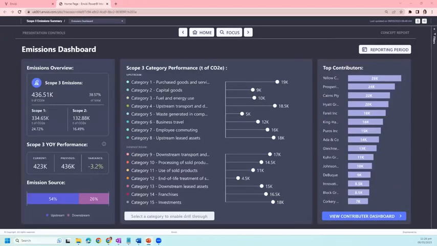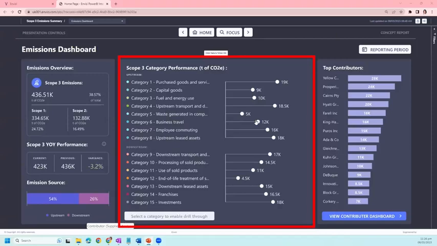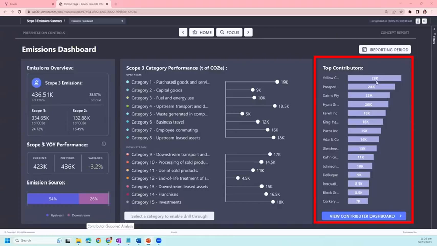This dashboard provides users a macro view of Scope 3 emissions. It shows a comparison of Scope 3 emissions against Scope 1 and 2, both absolute and percentage, how overall Scope 3 emissions are trending, and the breakdown of Scope 3 emissions by upstream and downstream categories. In the center, we have the emission contribution of each Scope 3 category, and on the right, the top contributors overall, and if a category is selected, the top contributors in that category.